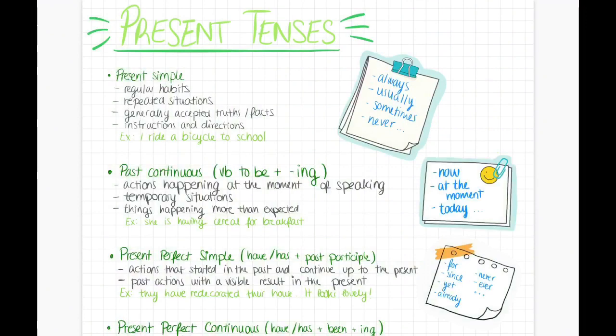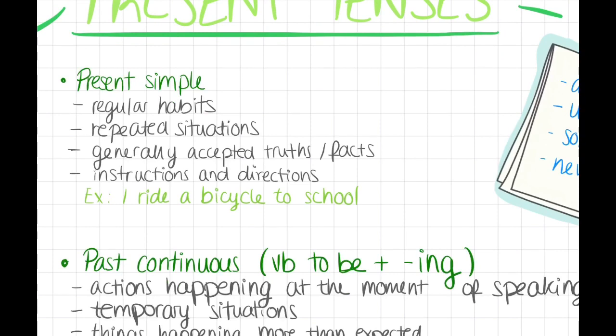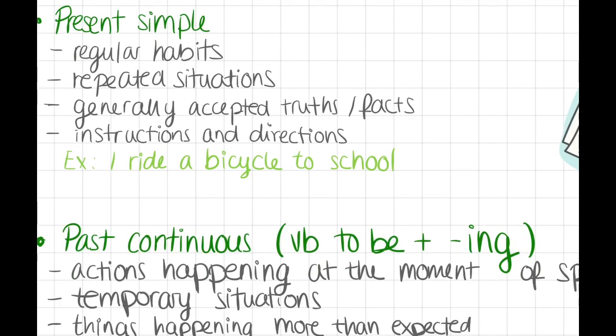Good morning everyone. Today we're going to do a review of the present tenses. So first, the present simple. What is it used for? It's for regular habits, repeated situations, generally accepted truths, instructions, and directions. An example would be, I ride a bicycle to school, which is a regular habit.